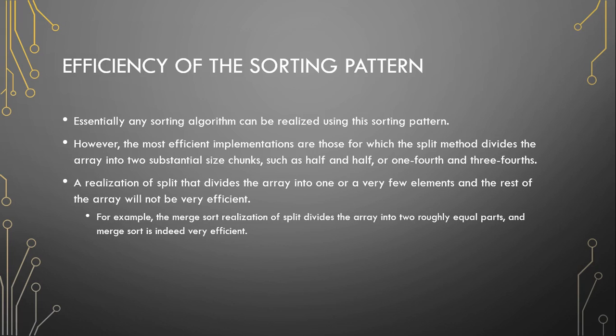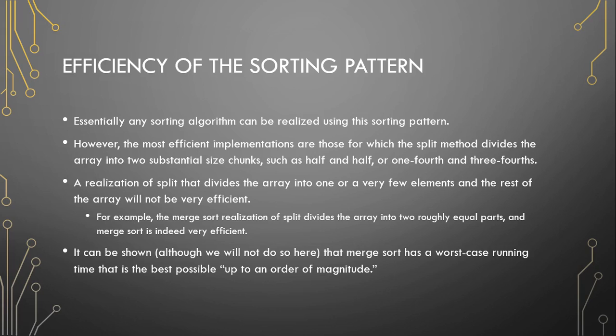A realization of split that divides the array into one or few elements and the rest of the array will not be very efficient. For example, the merge sort realization splits the array into two roughly equal parts, and merge sort is indeed very efficient. It can be shown, although we will not do so here, that merge sort has a worst case running time that is best possible up to an order of magnitude. So that's pretty much asking about what the big O runtime is.